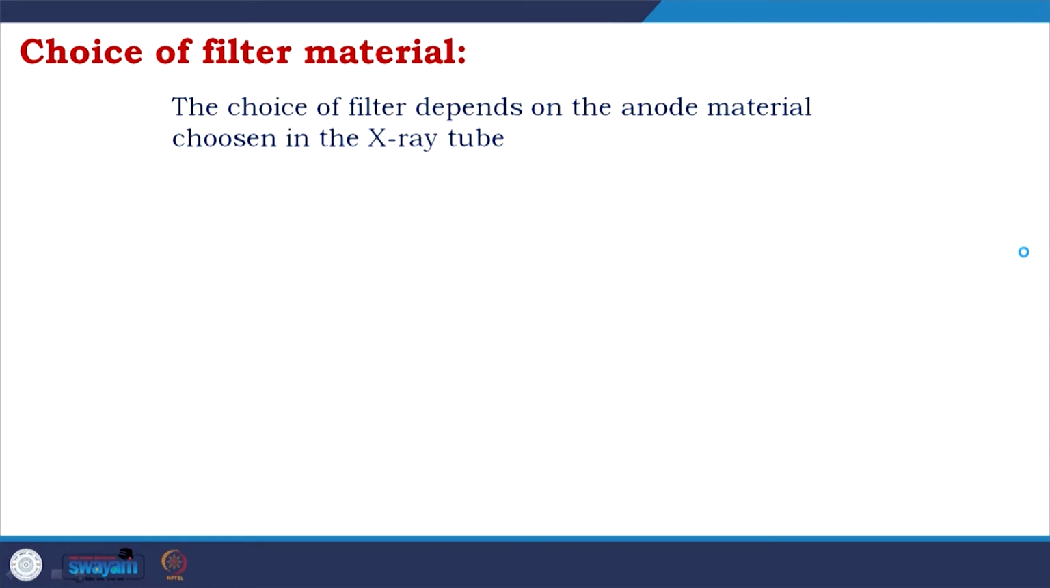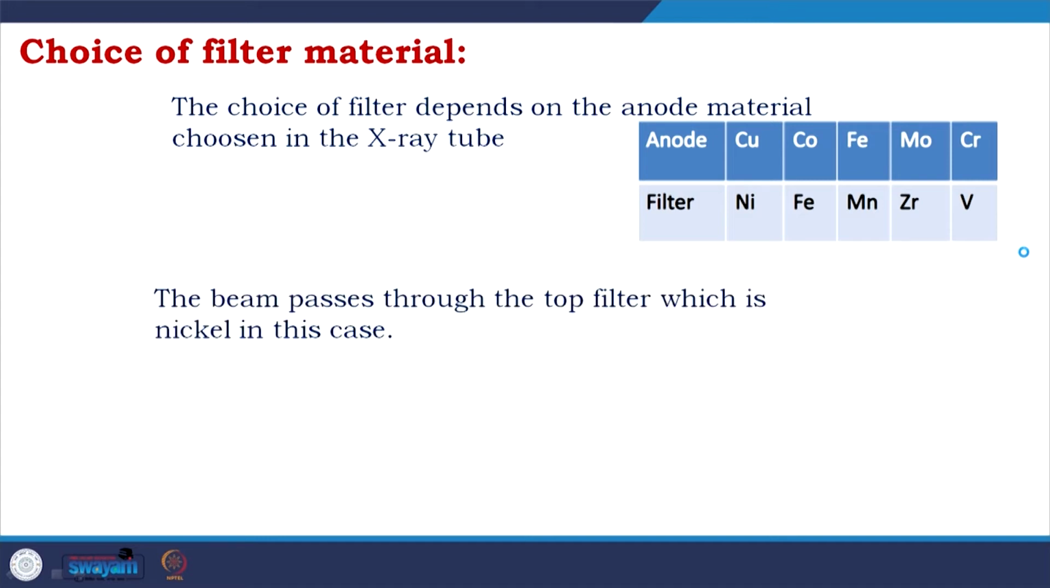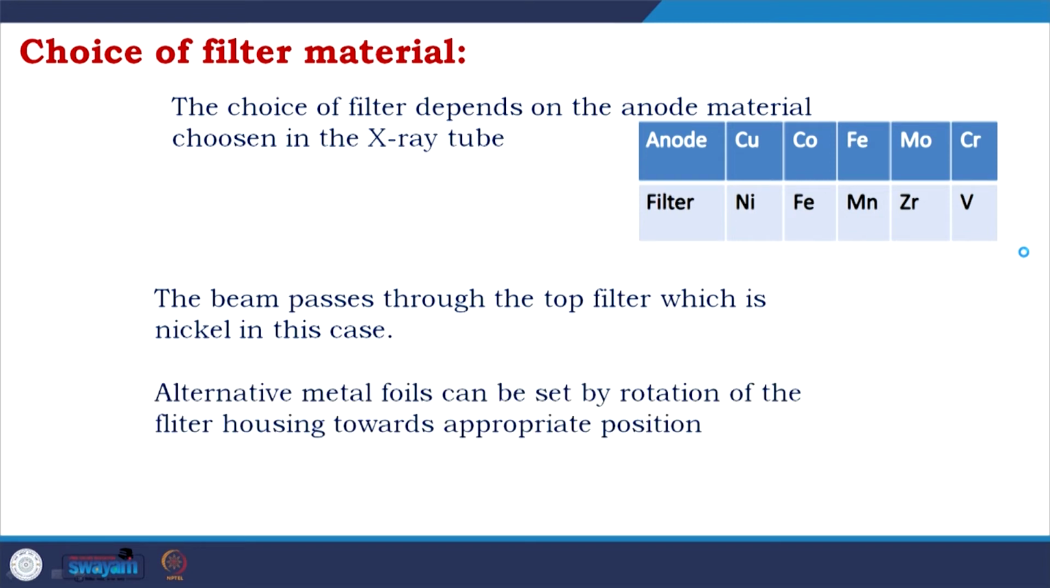Choice of filter material: how could we choose the filter material? The choice of filter depends on the anode material chosen in the X-ray tube. Like for copper, I have shown we use nickel, for cobalt we use iron, for iron we use manganese, for molybdenum we use zirconium, for chromium we use vanadium. The beam passes through the top filter, which is nickel in this case. Alternative metal foils can be set by rotation of the filter housing towards the appropriate position.